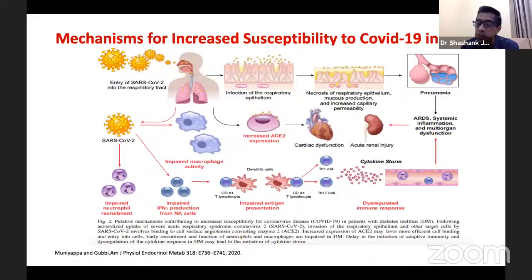All these features which are listed on the slide are seen in diabetics. And therefore, diabetes presents a perfect culture medium for not only COVID infection, but more important than that, it presents a perfect milieu for a COVID storm.